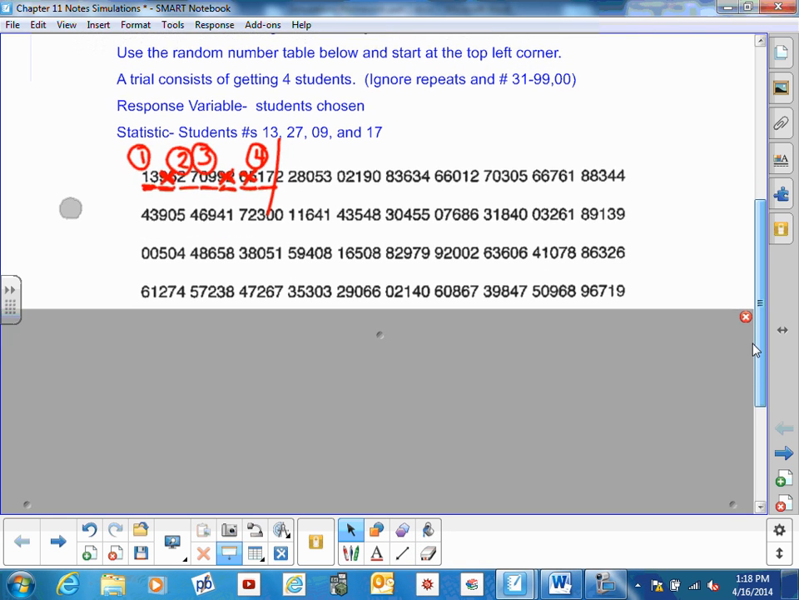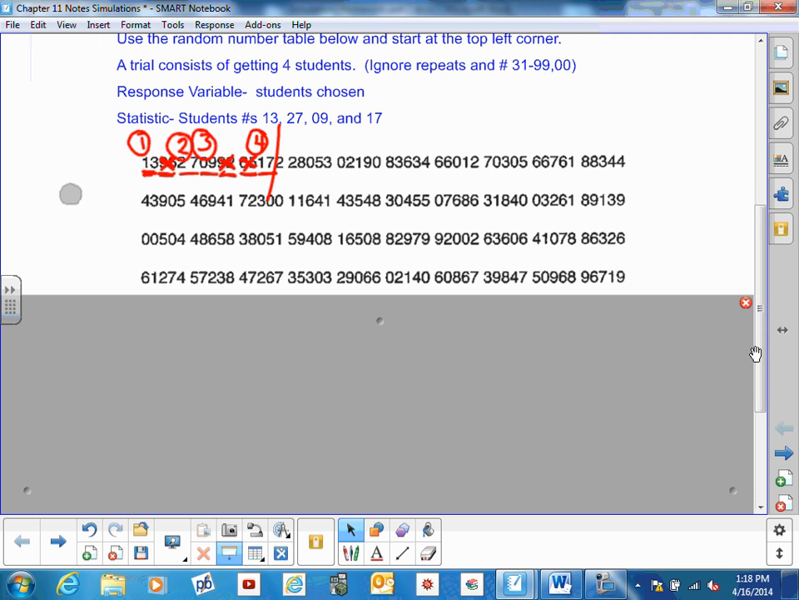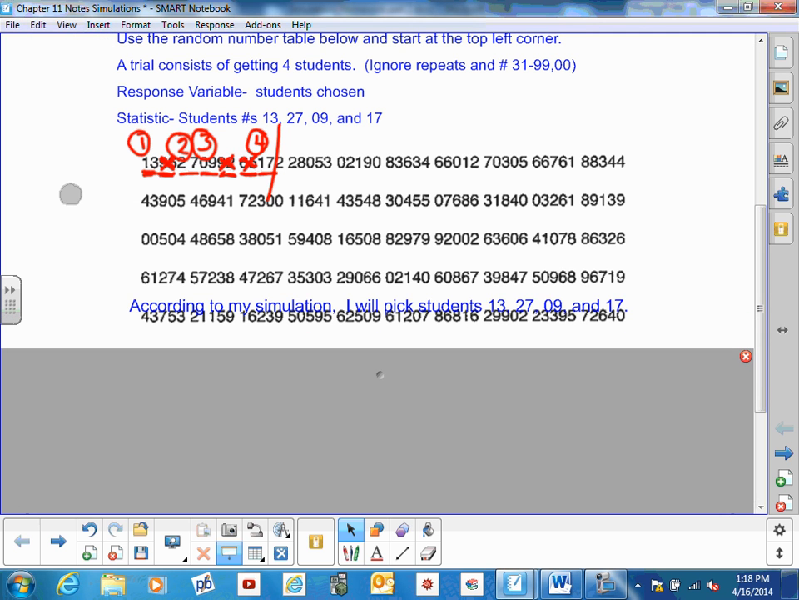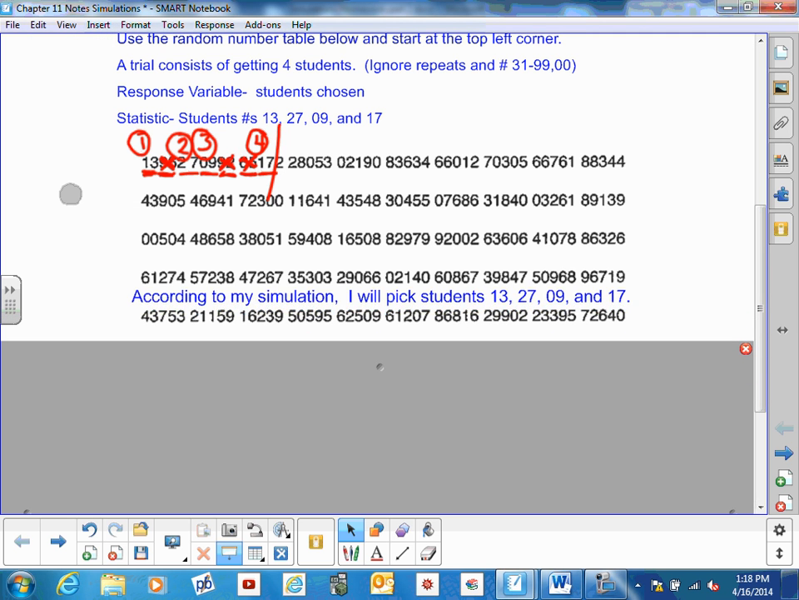And the A is going to be redundant again on this particular problem. According to my simulation, I will pick students 13, 27, 9, and 17. But usually, because we're saying, according to this simulation, we have to account that these are the results I got from my simulation.